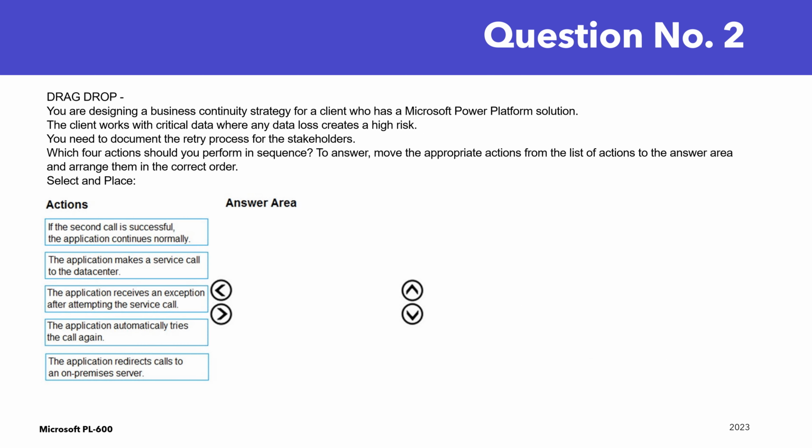You are designing a business continuity strategy for a client who has a Microsoft Power Platform solution. The client works with critical data where any data loss creates a high risk. You need to document the retry process for the stakeholders. Which 4 actions should you perform in sequence? To answer, move the appropriate actions from the list of actions to the answer area and arrange them in the correct order. Select and place.